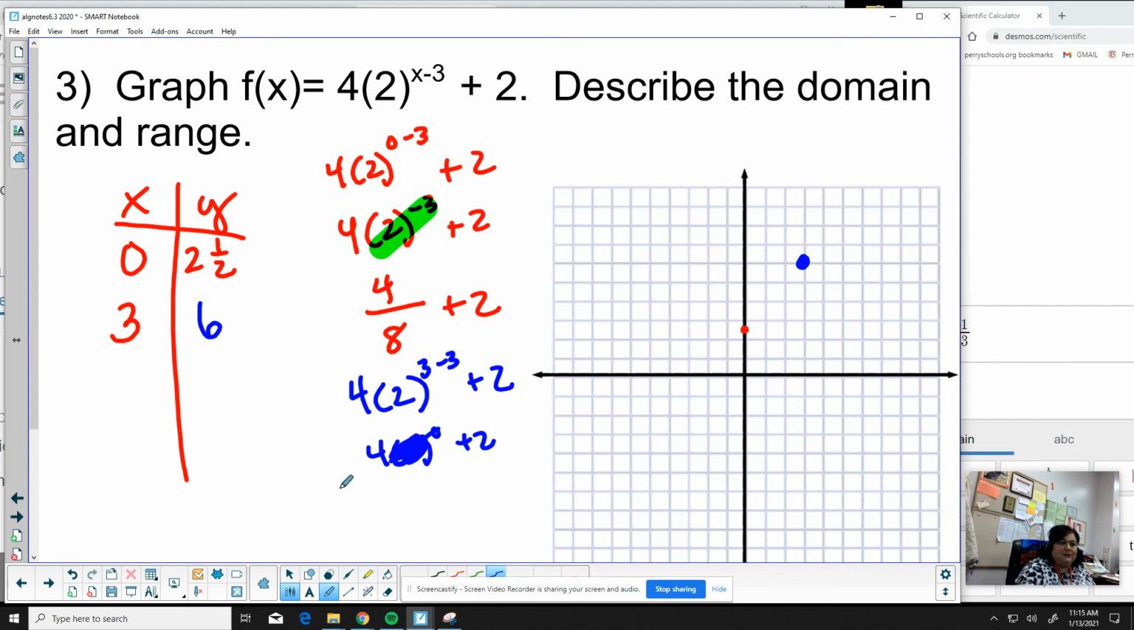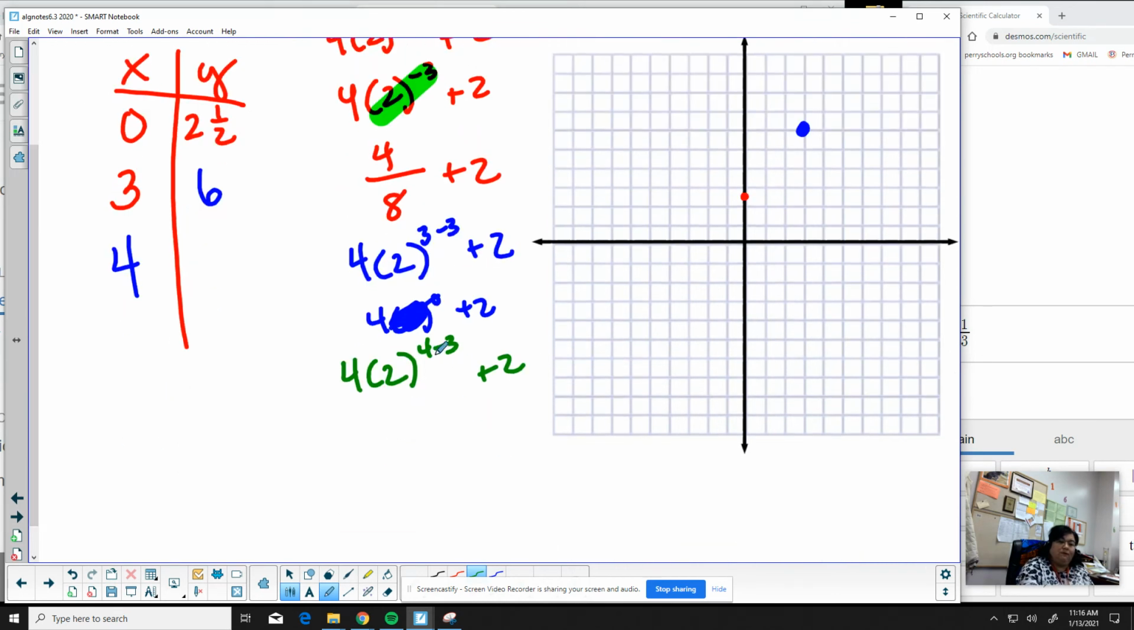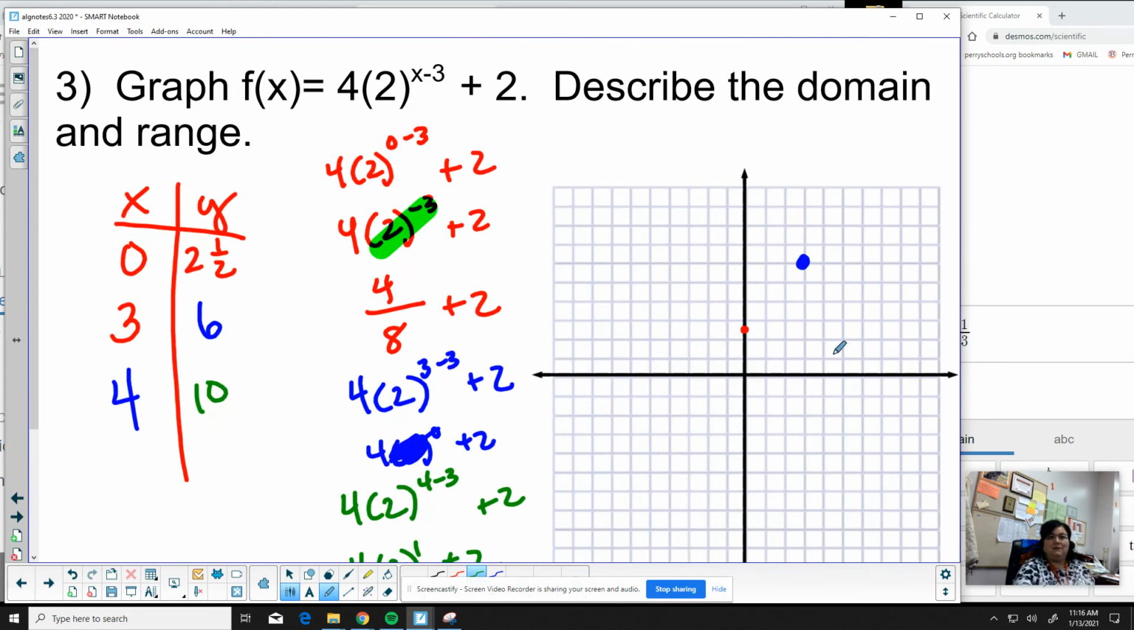All right, and let's try, you want to do 4? Let's do 4 because that'll make that positive 1. I kind of like that. So 4 times 2 to the 4 minus 3 plus 2. Well, 4 minus 3 is 1. So 2 to the first is 2. 2 times 4 is 8 plus 2. So 4's partner is 10. Up there. And then I think I'll go over here on this side just so I have something getting closer.